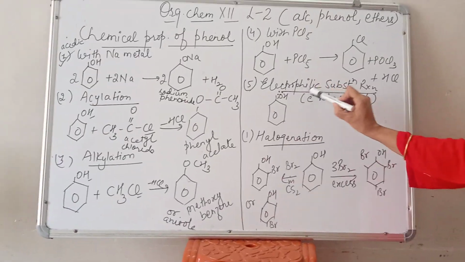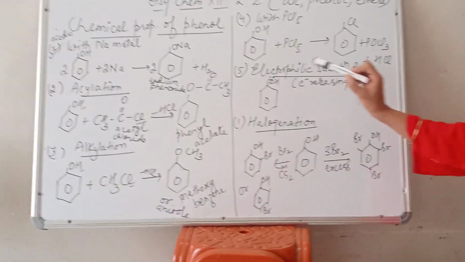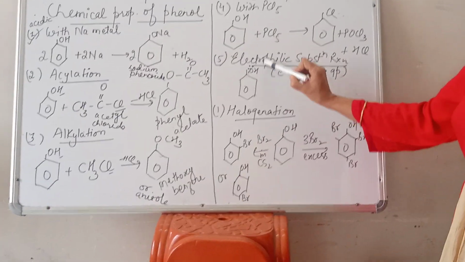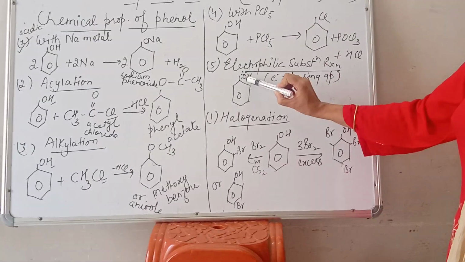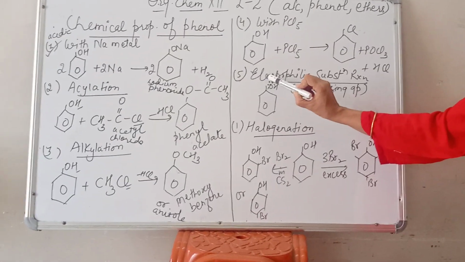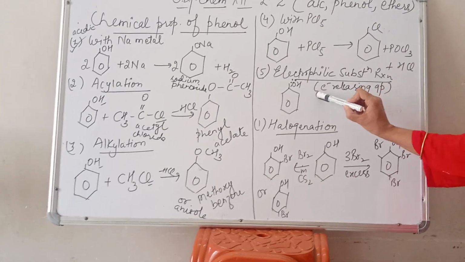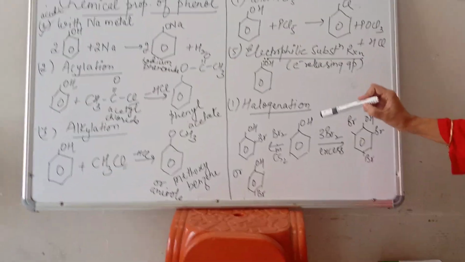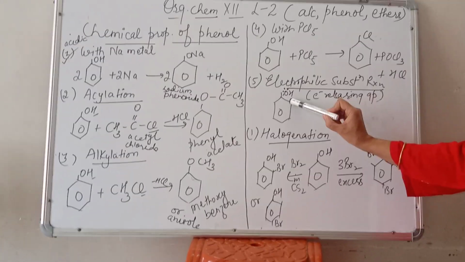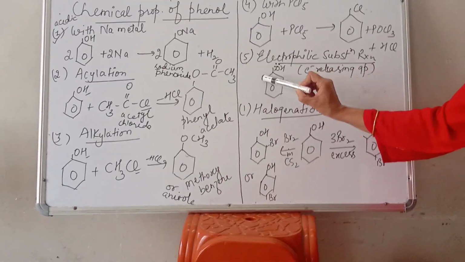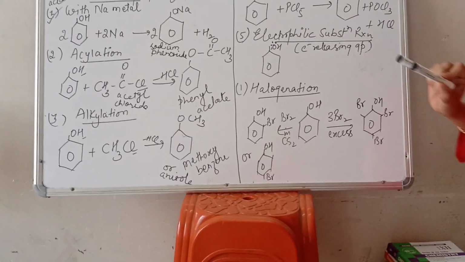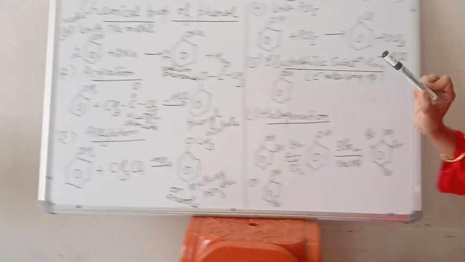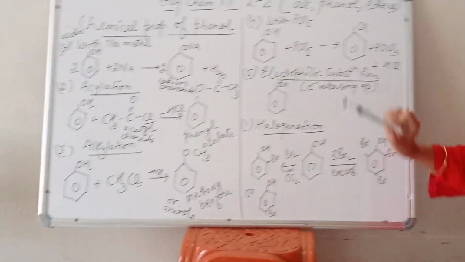Now come to electrophilic substitution reaction. Now in electrophilic substitution reaction we will see the nature of hydroxyl group here. In hydroxyl group there are present two lone pairs of electrons. That means hydroxyl group is electron releasing group. So the electrophiles, they will come to ortho and para position. These two are ortho position and this is para position. So these three positions are electron rich and electrophiles get attached to these positions.